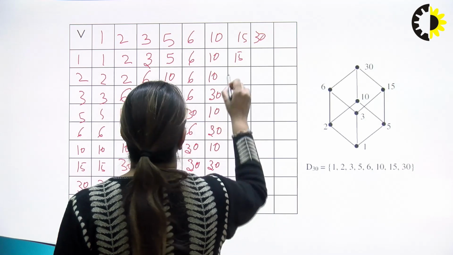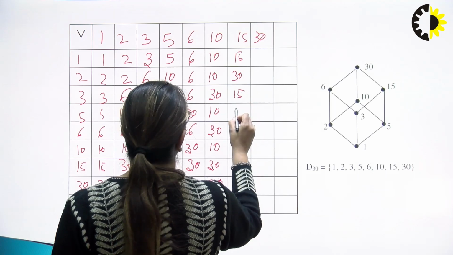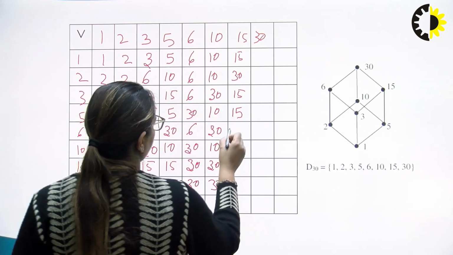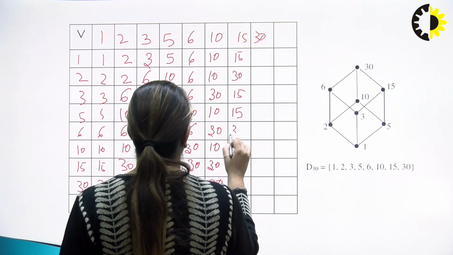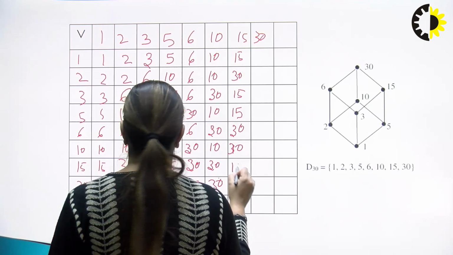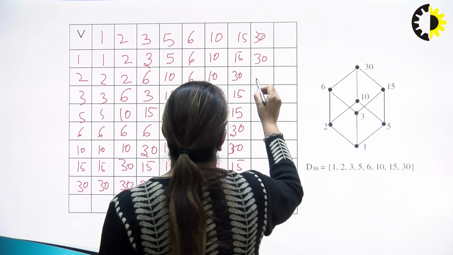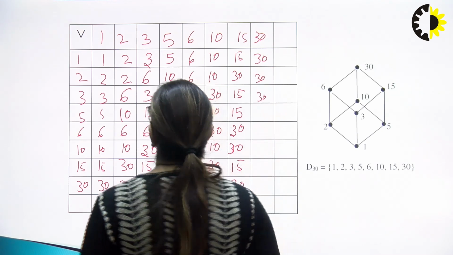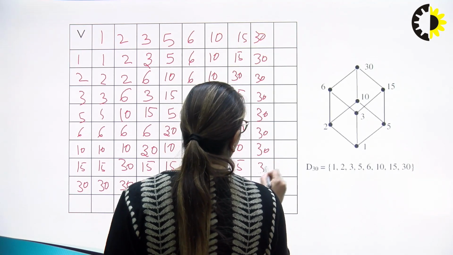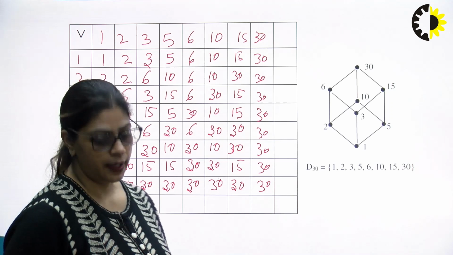15 and 2 is 30, 15 and 3, 15, 15 and 5, 15, 15 and 6, 30, 15 and 10, 30, 15, 30, 30, all will be 30 here. So here we are able to find out that there is a join everywhere. So it is a lattice. Thank you very much.